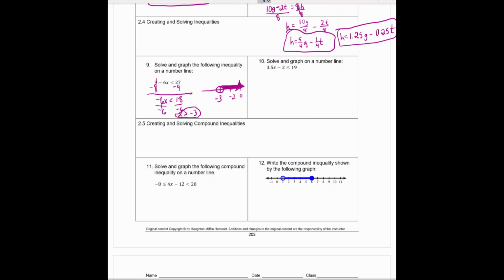Let's look at number 10. We've got a decimal here, which could end up being annoying, but let's just see it through. We want to add 2 to both sides. So 3.5x is less than or equal to 21. I don't know if I actually said this on number 9, but the open circle is because it's not equal to. So when we graph this one, it'll be a filled in circle because this one is equal to.